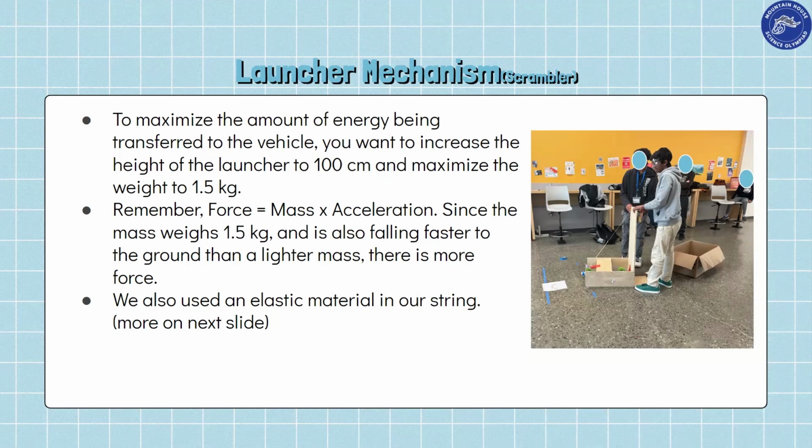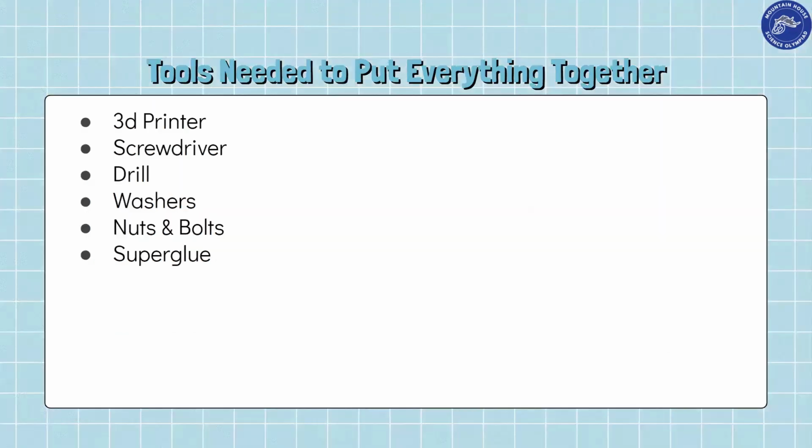So if the max is less than 100 centimeters, you obviously don't want to go over. Just meet the maximum requirements. That's generally best. So remember, force is mass times acceleration. Since the mass weighs 1.5 kilograms in our case and is also falling faster to the ground than a lighter mass, there's more force generated, which makes your car travel faster and with more power. So in our launcher, we also use an elastic material in our string.